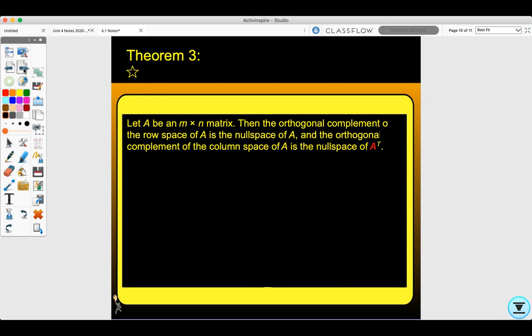Theorem 3. Let A be an m by n matrix, then the orthogonal complement of the row space of A is the null space of A, and the orthogonal complement of the column space of A is the null space of A transpose. So Row A perp equals Null A, and Col A perp equals Null A transpose. To see the complete proof of this and why it is this way, you can go to your textbook. If you have the hard copy, it's on page 381.